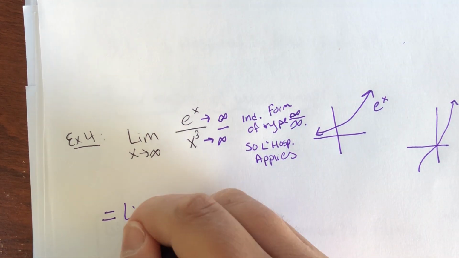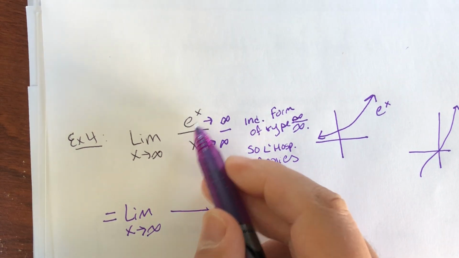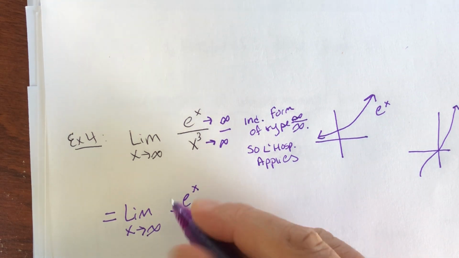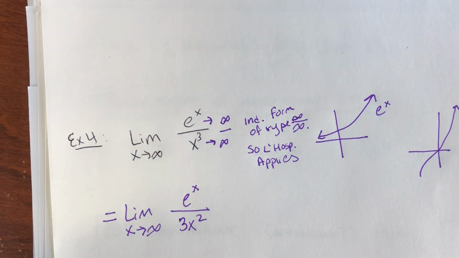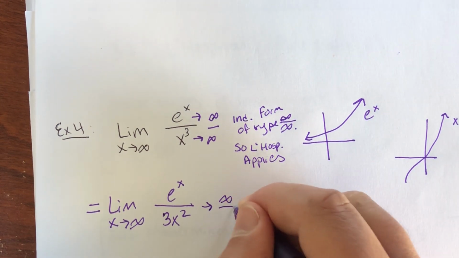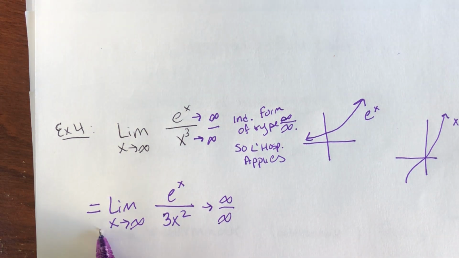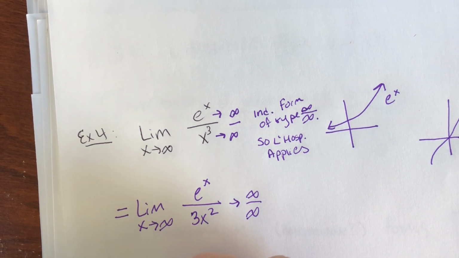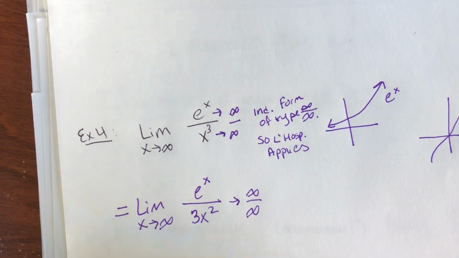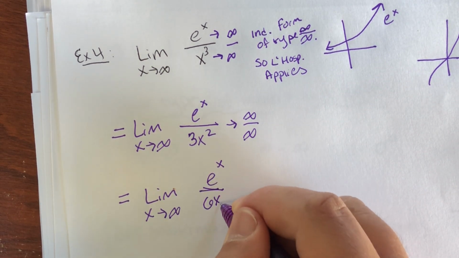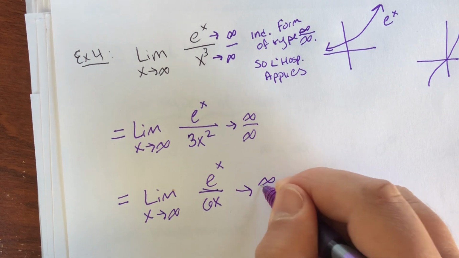That'll be equal to the limit as x goes to infinity of the derivative of e to the x, which is e to the x, over the derivative of x cubed, which is 3x squared. Now this again is going to give you an indeterminate form of the type infinity over infinity, because e to the x is heading towards infinity as x gets big, and so is 3x squared. So L'Hopital's rule applies again, and it's equal to the limit as x goes to infinity of the derivative of e to the x, which is e to the x, over the derivative of 3x squared, which is 6x. Again, it's going to infinity over infinity.